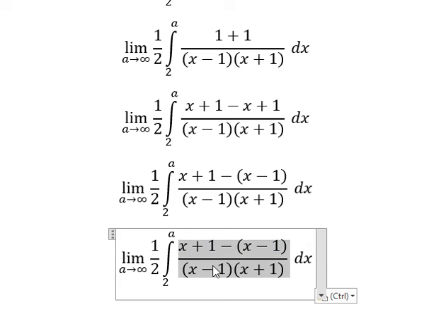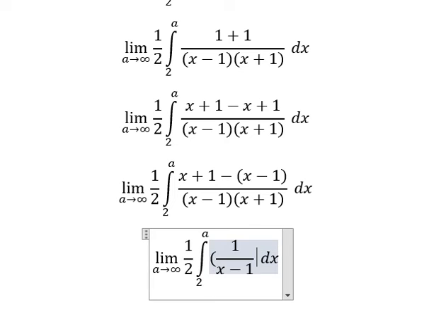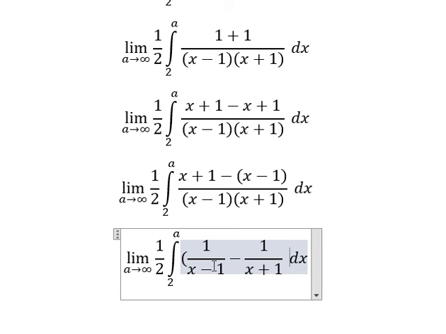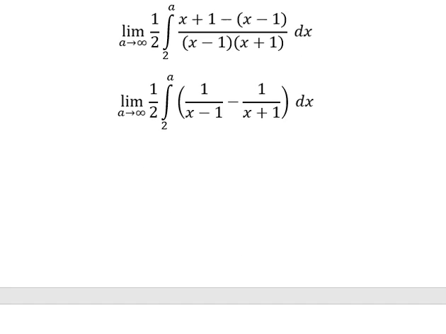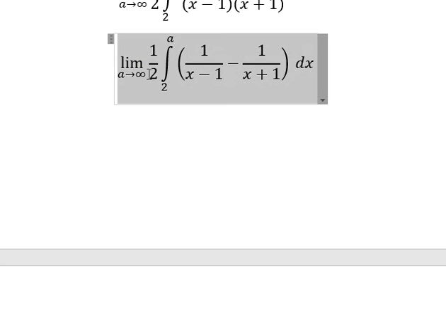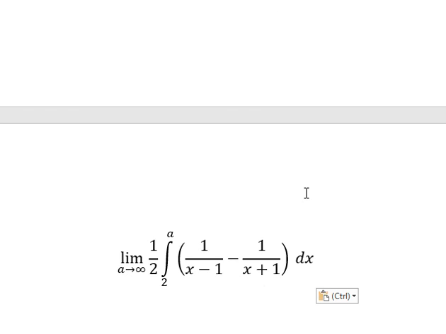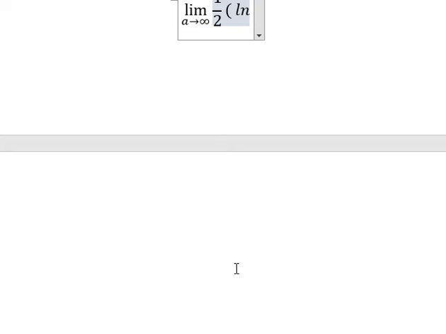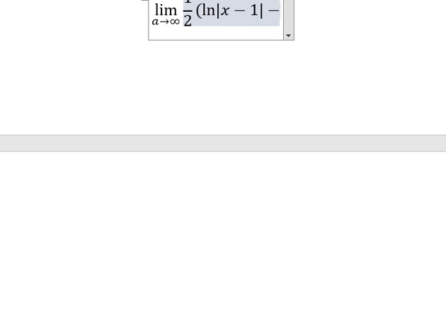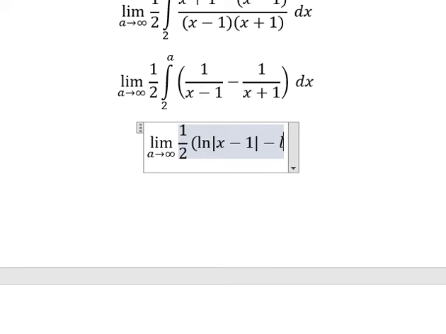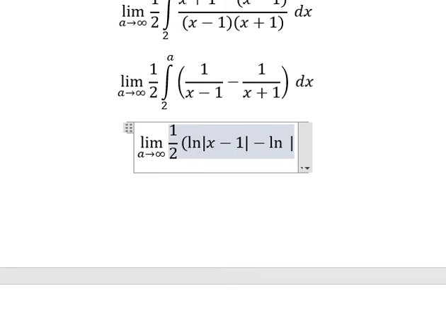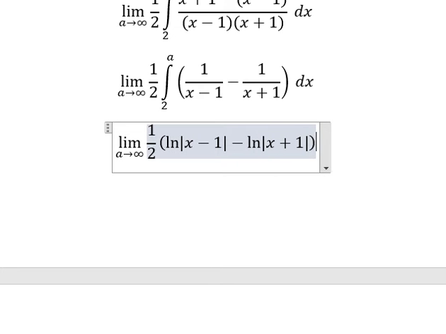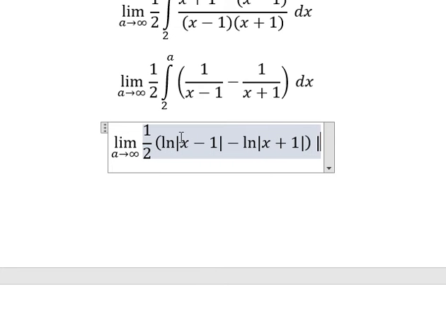So we have 1 over s minus 1 minus 1 over s plus 1. And now we have the final answer in here. The integral of 1 over s minus 1, we have ln of the absolute value of s minus 1. The integral of the second one is ln of the absolute value of s plus 1. And we put the bounds from number 2 to a.